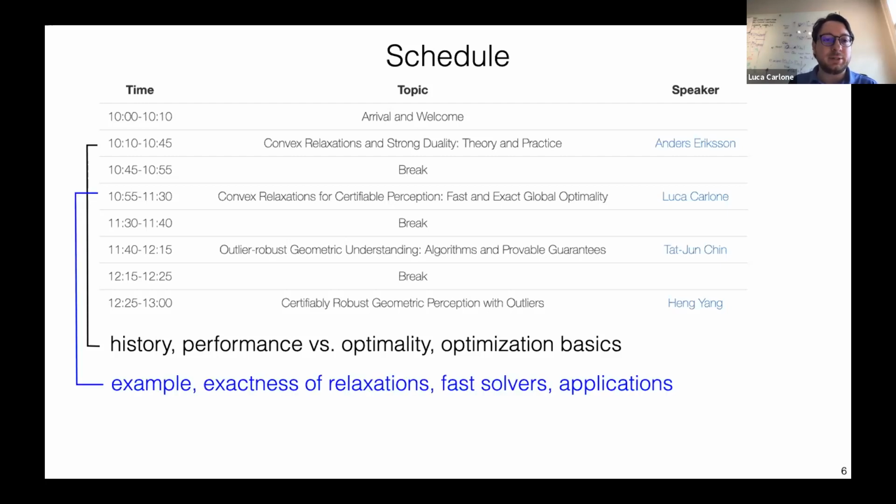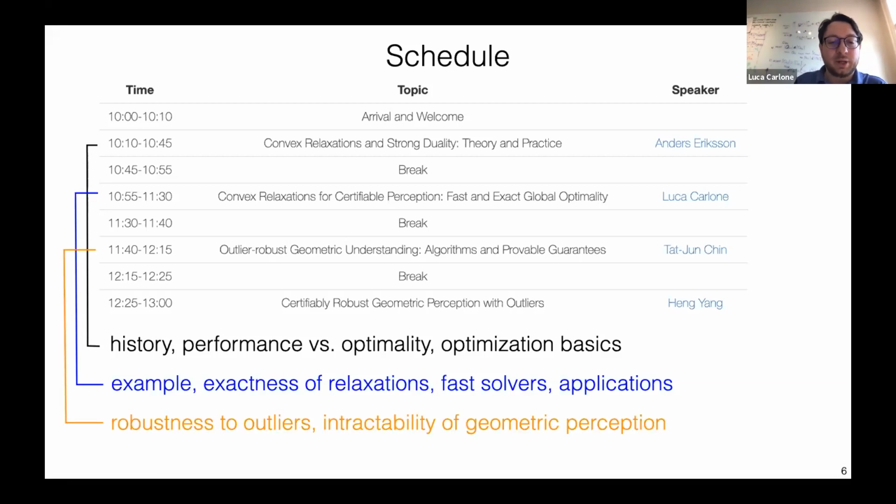I'm going to give the second presentation. In the second presentation, we're going to focus on the use of convex relaxations for robotics. And I'm going to work out an example, which is related to simultaneous localization and mapping in robotics. I'm going to show you that despite the name, relaxations can often be exact, can not entail any approximation. We can develop fast solvers, and I will review a bunch of cases in which our groups and other researchers in the community were able to develop successful relaxations in geometric perception.